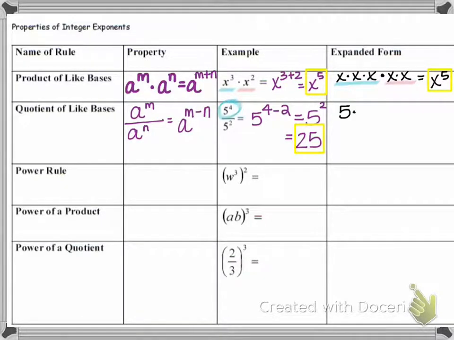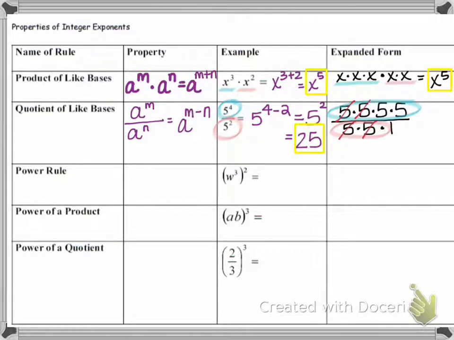So in the numerator, I have 5 to the 4th power. That's 4 factors of 5. And in the denominator, I have 5 squared. That's 2 factors of 5. Now I can divide out common factors. For every factor of 5 I see in the numerator, I can divide out a factor of 5 in the denominator.